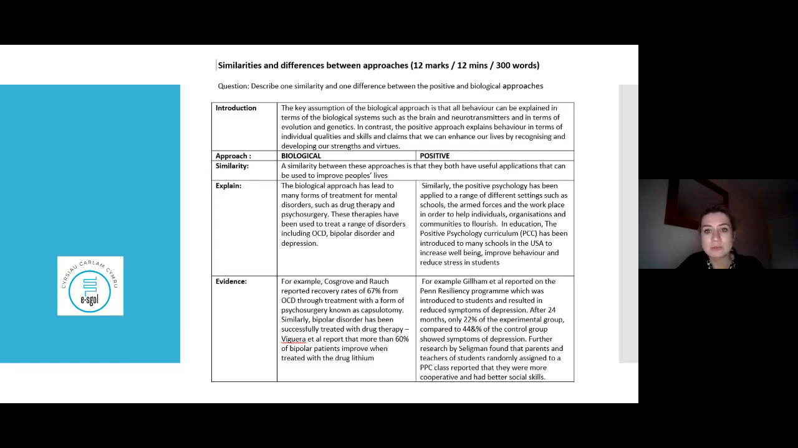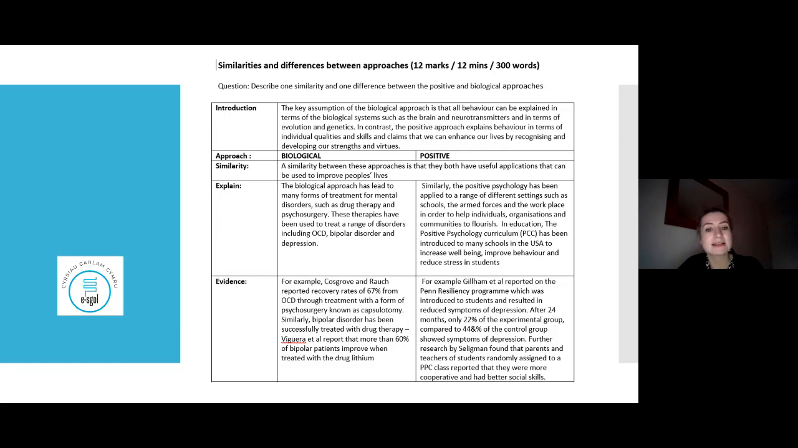Okay, so the key assumption of the biological approach is that all behaviour can be explained in terms of the biological systems, such as the brain and neurotransmitters, and in terms of evolution and genetics. Lovely, that's an overview of the biological approach. It shows the examiner, tick, they know what they're talking about. In contrast, the positive approach explains behaviour in terms of individual qualities and skills, and claims that we can enhance our lives by recognising and developing our strengths and virtues. And again, a really nice small overview of that positive approach.